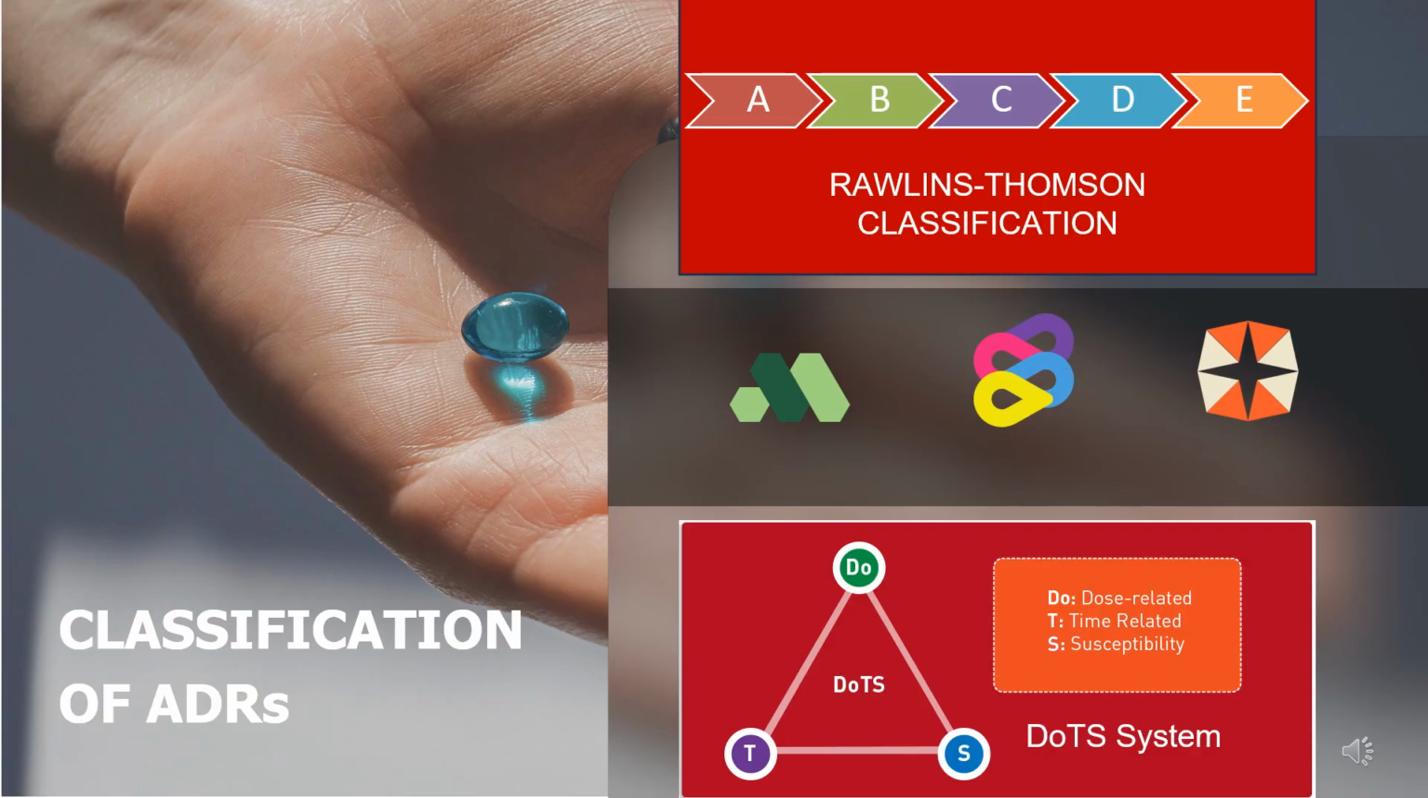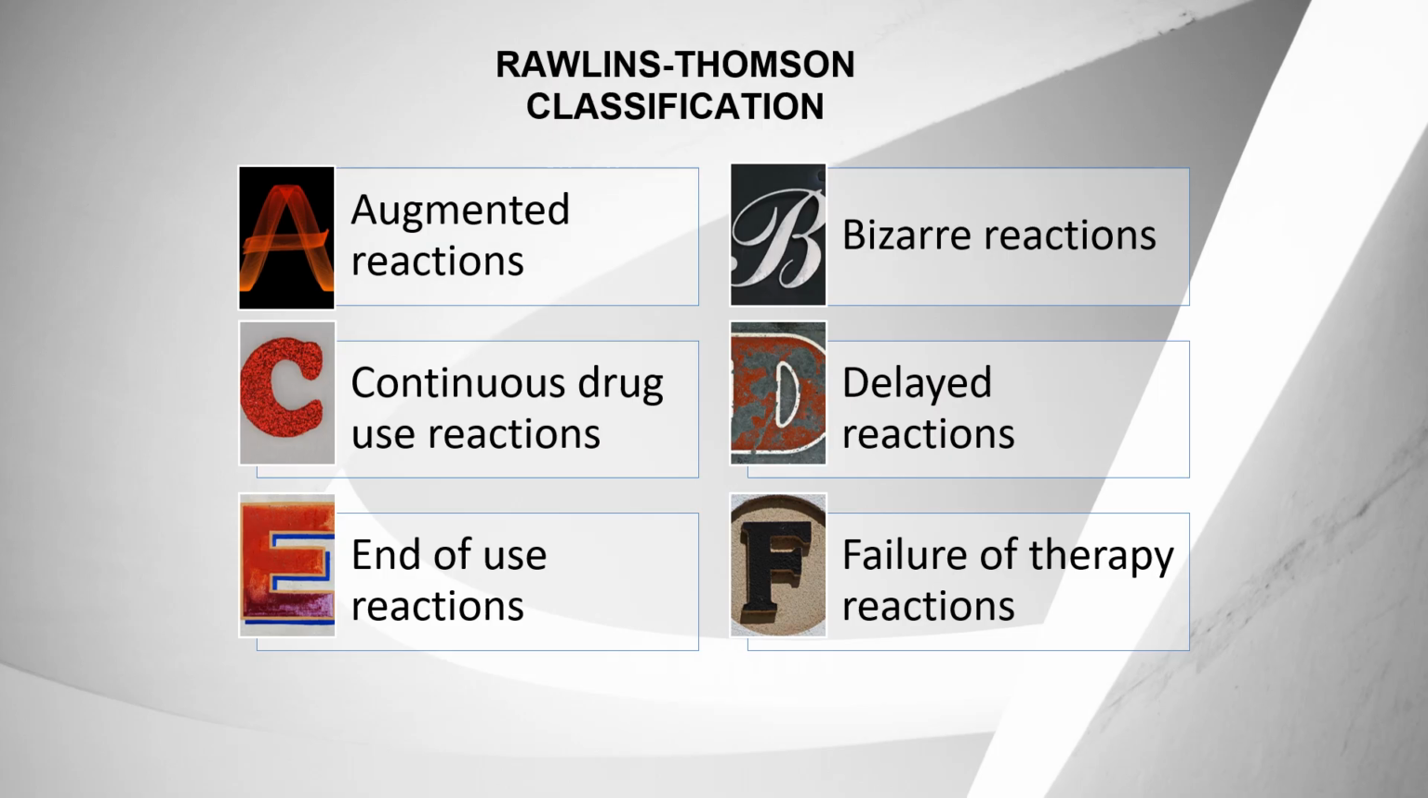ADR can be classified into two types of classification. The first one is Rawlins-Thompson classification, and the other one is DoTS system. When we talk about Rawlins-Thompson classification, it can be divided into augmented reactions, bizarre reactions, continuous drug use reactions, delayed reactions, the end of use reactions, and the failure of therapy reactions.